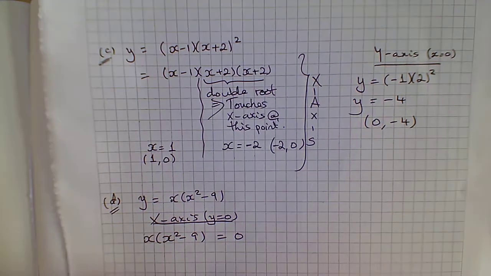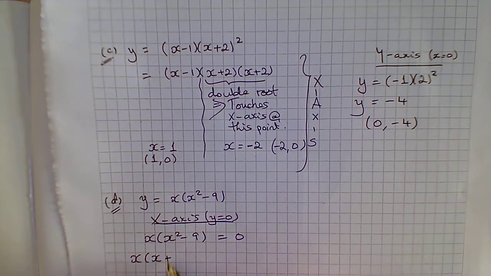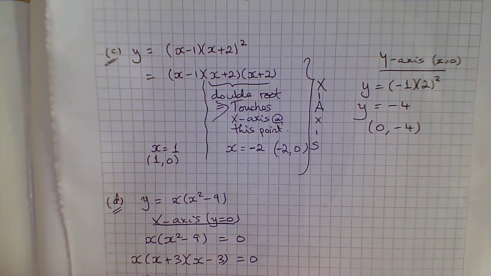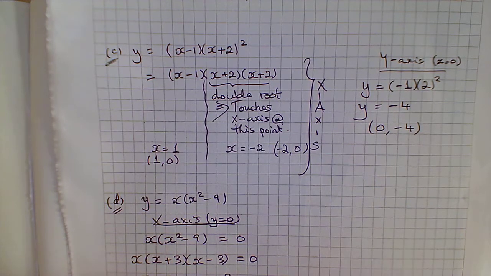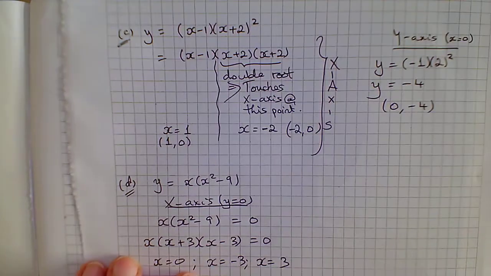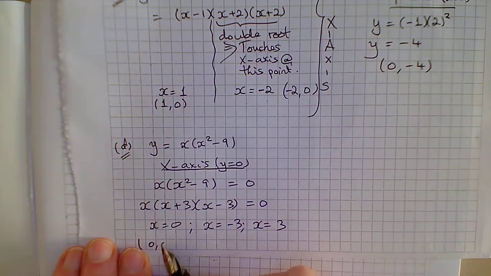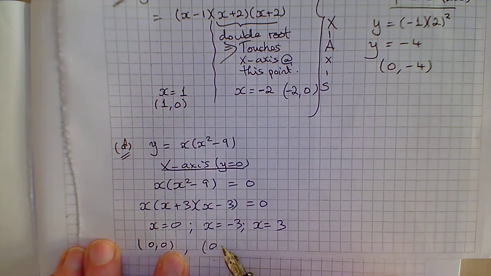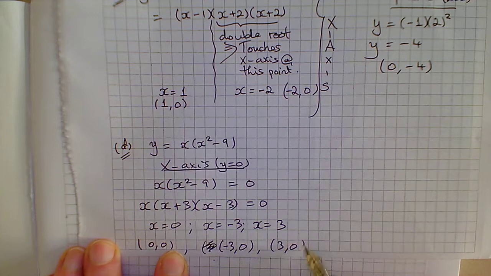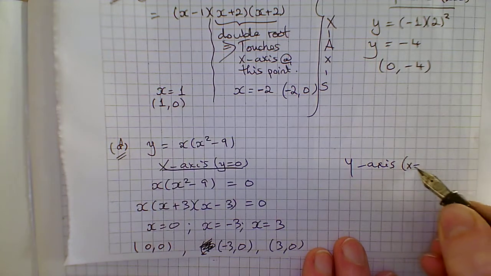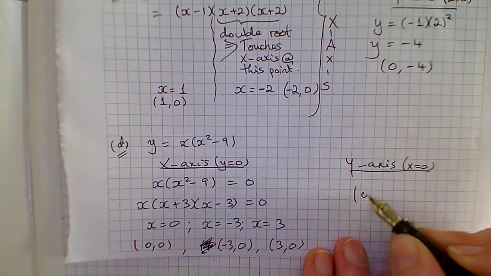This is something that we recognize, though. It's the difference of two squares. So we can write that as x plus 3, x minus 3. You would be expected to recognize that. And my three values for x are x equals 0, x equals -3, and x equals +3. And then in coordinate form, we'd write those as 0, 0, so we can see our y-axis as well there, -3, 0, and 3, 0. Sorry there. And finally the y-axis, again when we sub in x equals 0, we get the point 0, 0.